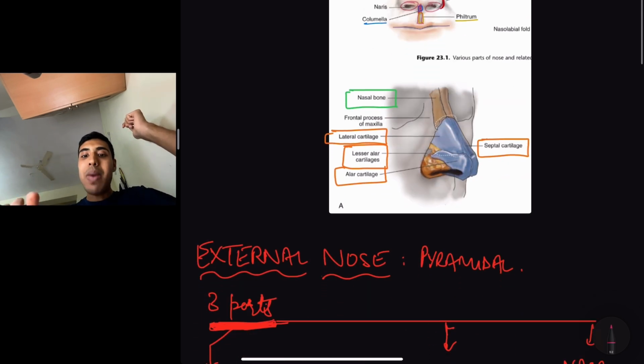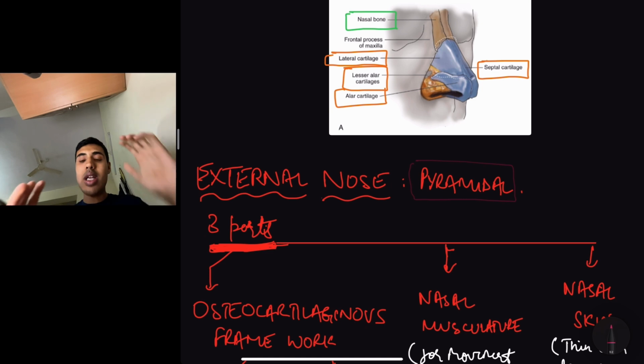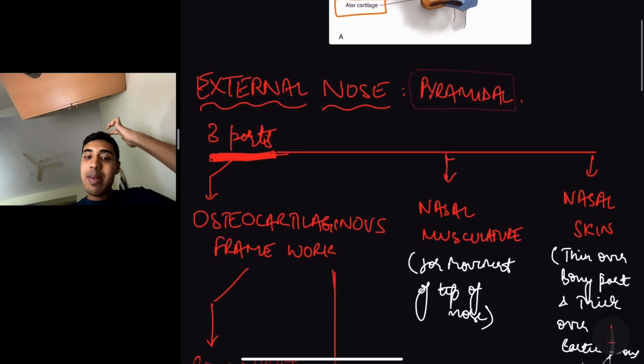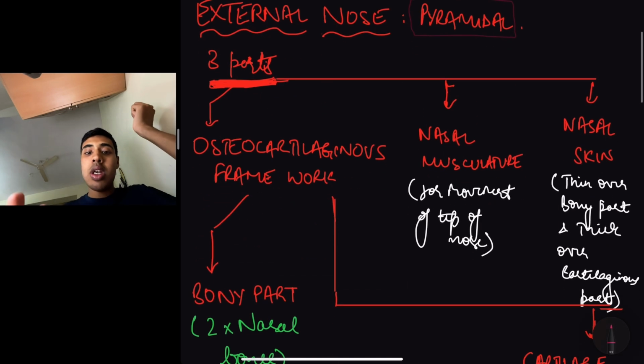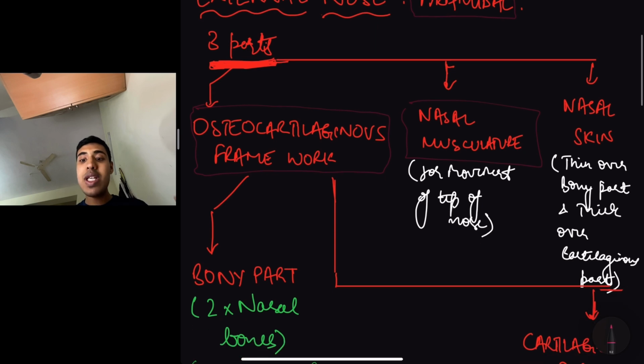Now let's look at the parts of the external nose. The external nose is an upward directed pyramid. It mainly contains three parts. An osteocartilaginous framework, which is basically a mix of bone and cartilage, giving it a structure. Nasal musculature, which helps in movements of the tip of the nose, like flaring of your nostrils, and the nasal skin.